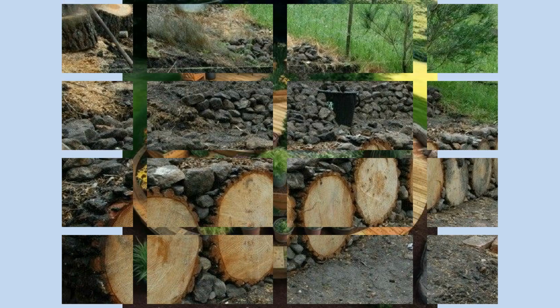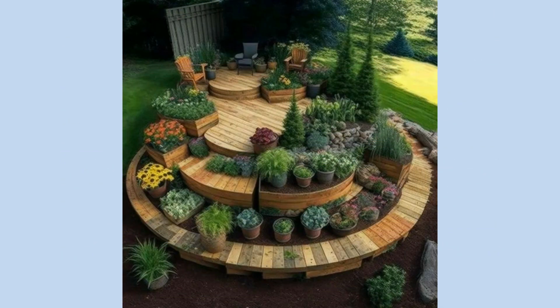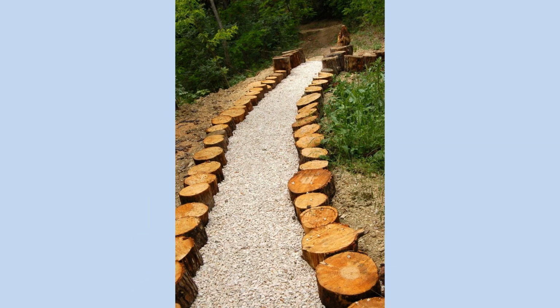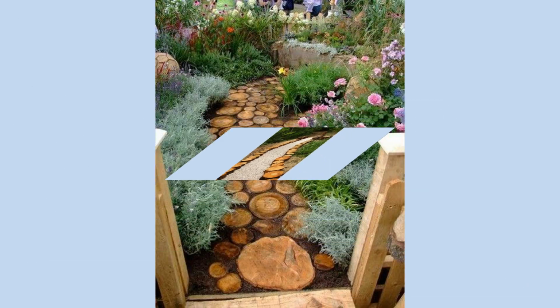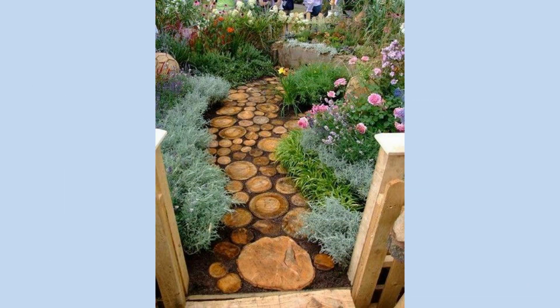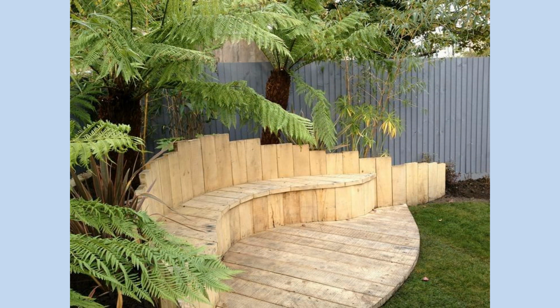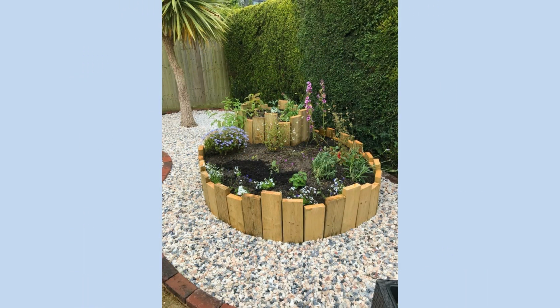Use wooden planters to house flowers, herbs, or vegetables. They can be functional and decorative, adding height and structure to your garden. Raised garden beds. Build raised beds from untreated wood to grow your plants. This not only improves drainage and soil quality but also adds a rustic charm to your garden.